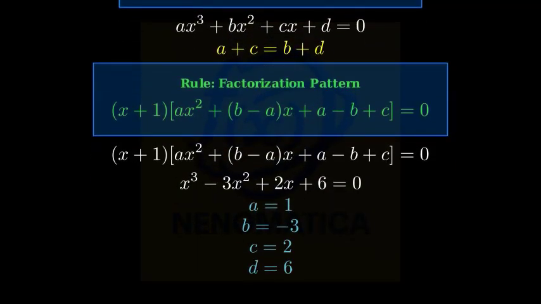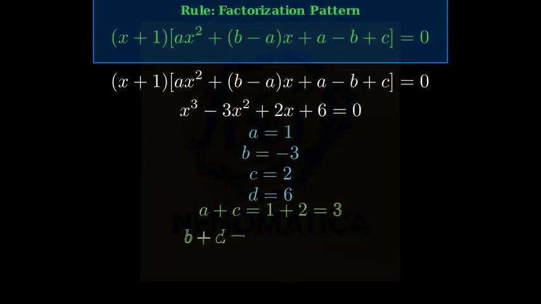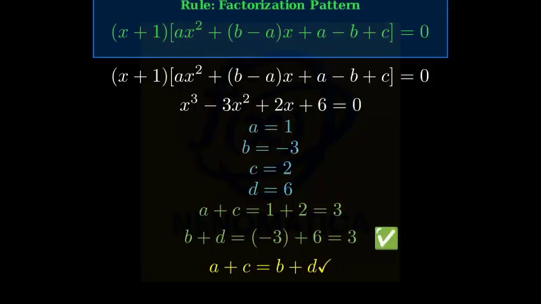Let's check if the special condition a plus c equals b plus d is satisfied. We have a plus c equals 1 plus 2, which equals 3, and b plus d equals negative 3 plus 6, which equals 3. So, a plus c equals b plus d, and the condition is satisfied. This means we can use our special factorization formula.